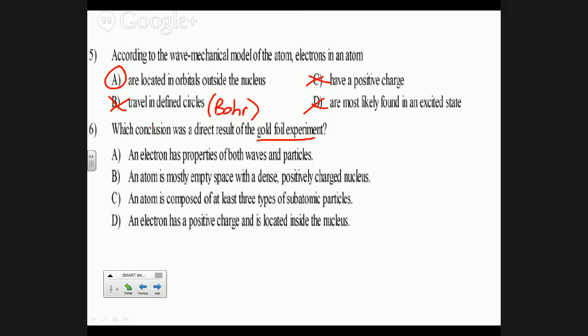Which conclusion was a direct result of the gold foil experiment? You'll always see this, right? We shot alpha particles at gold foil, and most of it went right through, with some of them deflecting and very few of them bouncing straight back. Most of them went right through. So what's that tell you? It tells you that an atom's mostly empty space with a dense positively charged nucleus. All right, you'll see that on every chem exam ever.